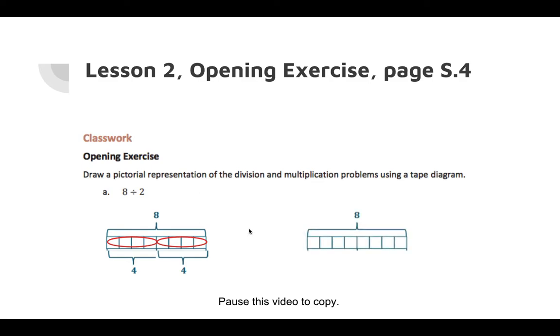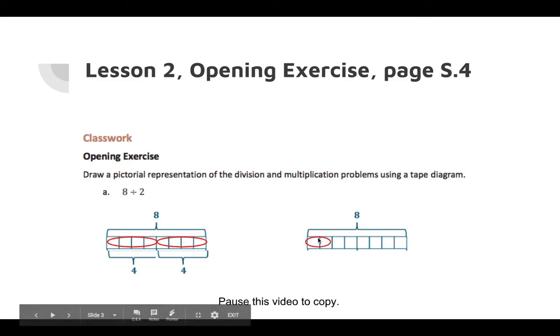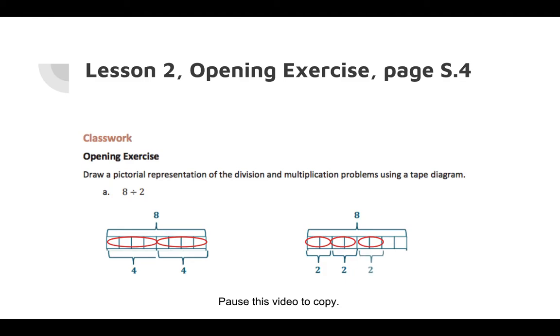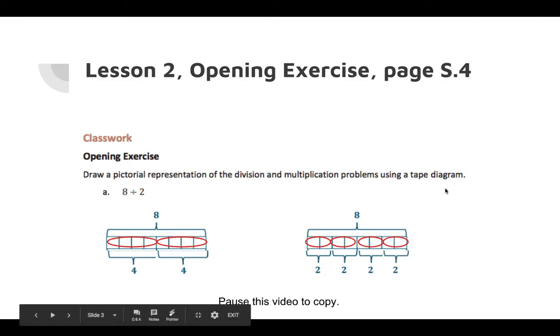Another way to represent 8 divided by 2: you have your 8 boxes, and you're going to group them 2 boxes at a time. Here, 2 boxes at a time, and you will have 4 different segments. Okay? Pause this video to copy.